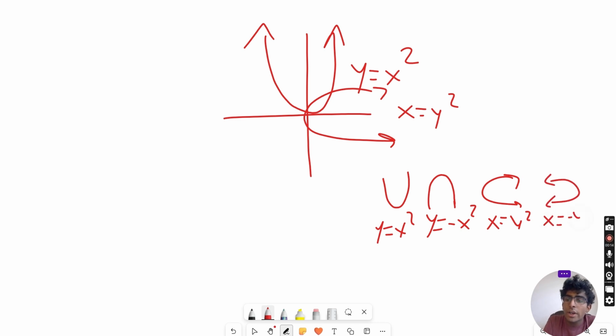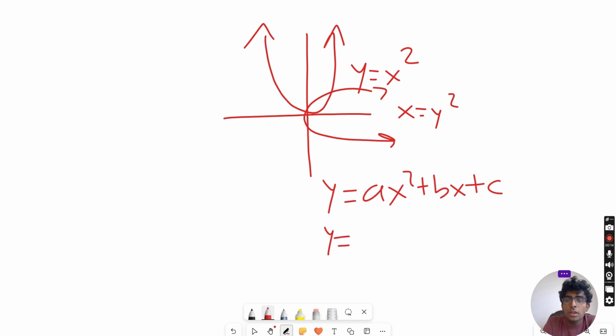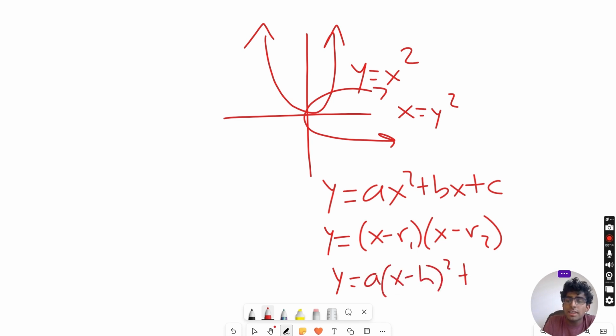All right? But the main idea of where we talk about quadratic graphs comes into the different forms we can write quadratics as. We can write it in standard form, which is this y equals ax squared plus bx plus c form. We can write it in factored form, which is basically our roots. Or we can write it in vertex form, where it's like a(x minus h) squared plus k. H and k is your vertex, all right? So these are the 3 different ways we can write our quadratics.